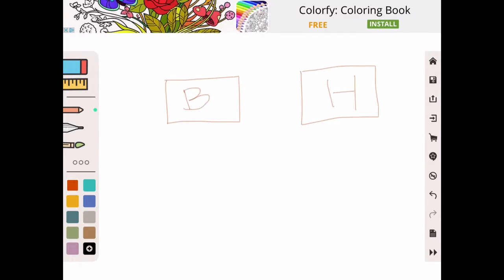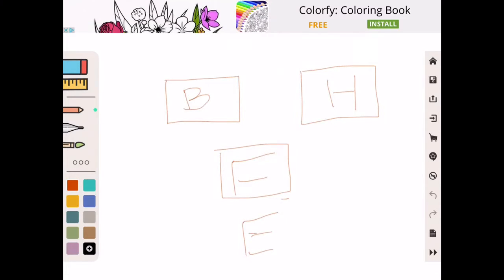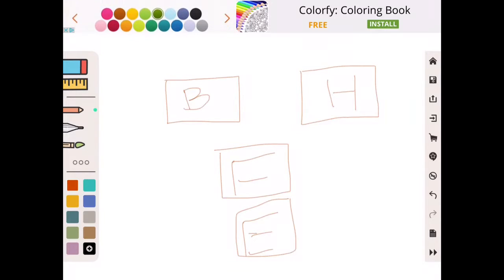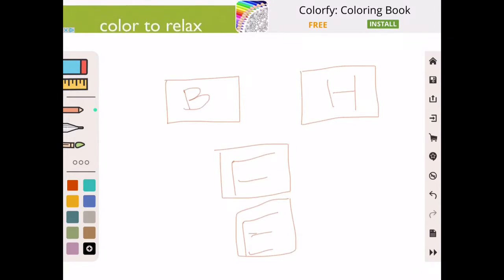Now you also need the floor, so I'm going to draw a box and then put an F in it, or the opposite. And then you would also need earth, so I'm going to do the same, but under the floor, because it's supposed to be in relation to the other objects. Now you need to connect it all together with the forces.